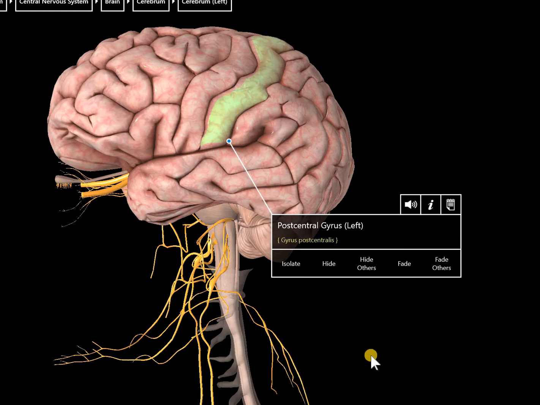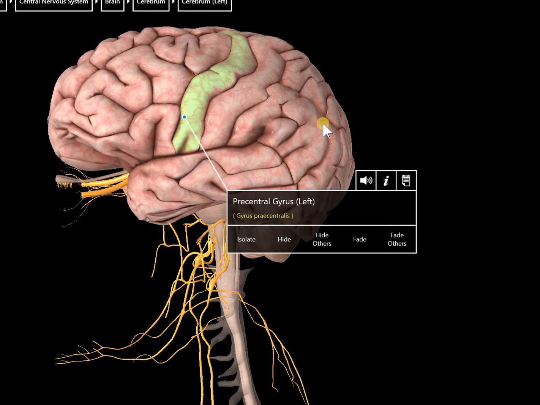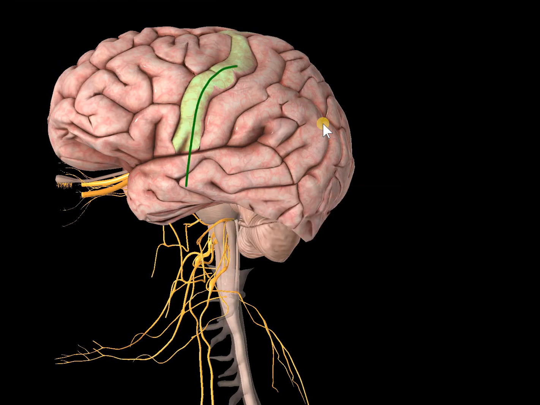As information comes up from the body, that's sensory or afferent. It's going to hit the appropriate part of the postcentral gyrus. You're going to process the information or integrate it, and then eventually have the appropriate motor response, or efferent.